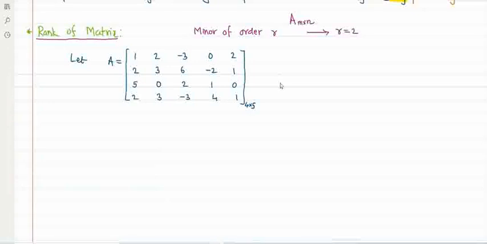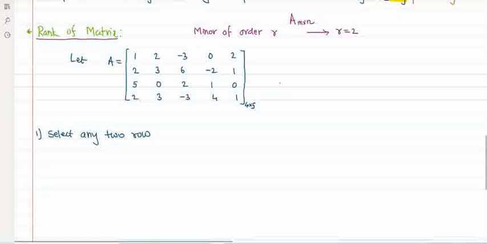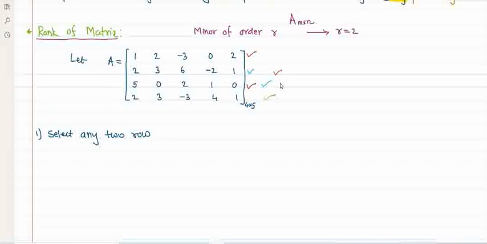What is the first step? If you are obtaining a minor of order 2, the first step says to select any 2 rows from the given matrix. There is no constraint on the selection of rows. One may select row 1 and row 3, or row 2 and row 3, or row 2 and row 4. Whatever the combination, that choice is left to you.